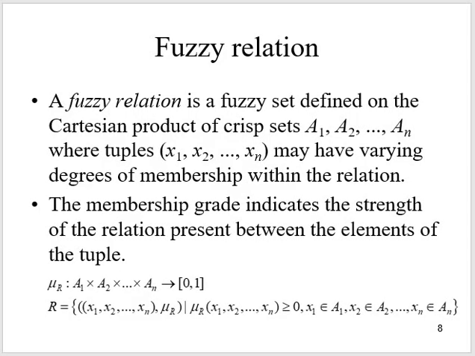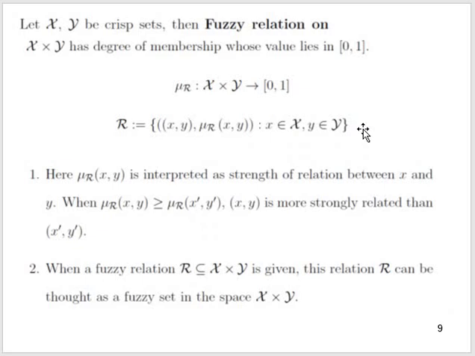A fuzzy relation is a fuzzy set defined on the Cartesian product of crisp sets A1, ..., An. So the fuzzy relation R is the membership degree corresponding to each ordered pair (x, y). So it is the set of all (x, y) together with mu R (x, y), where x is an element of X and y is an element of Y.